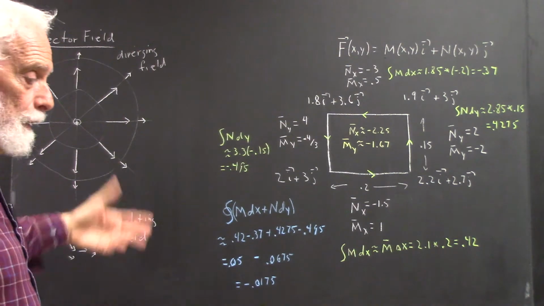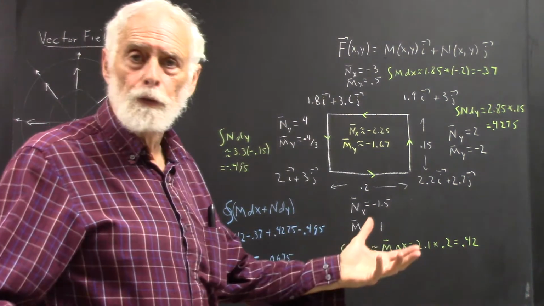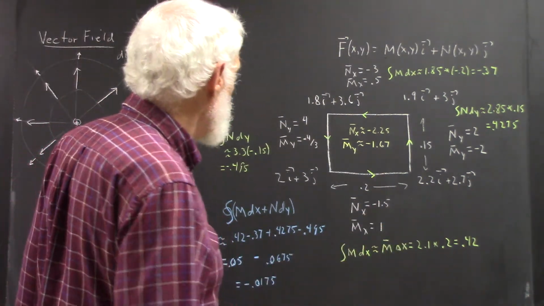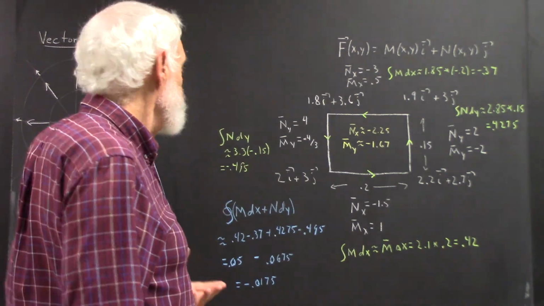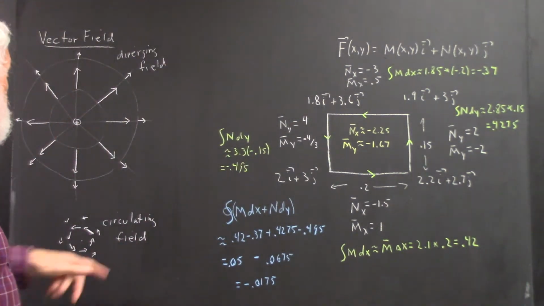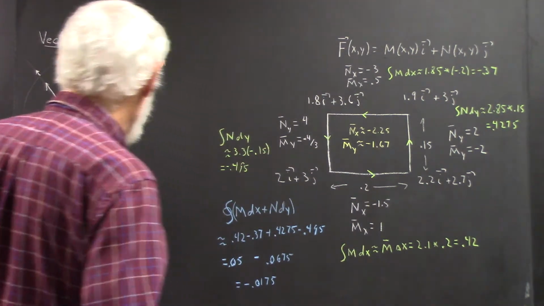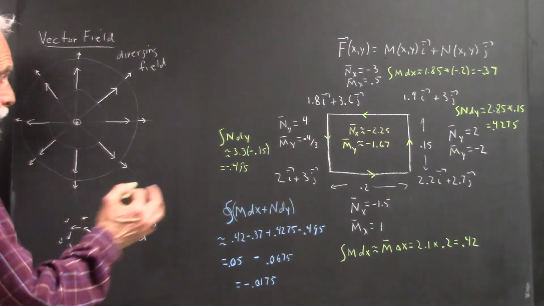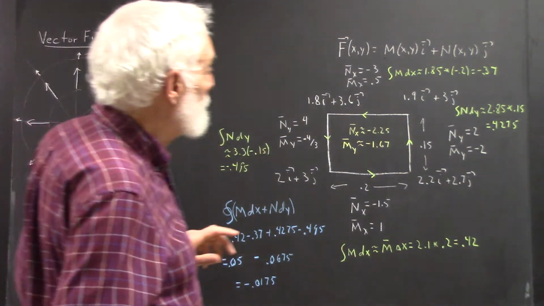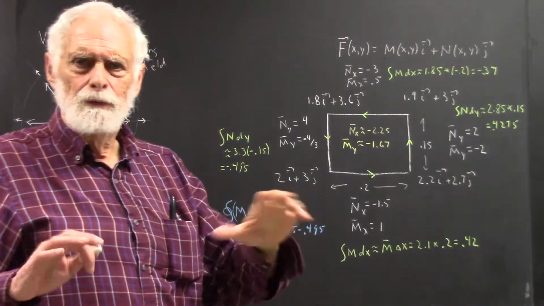You just use a del operator, just the same operator used for gradient. And you dot it with this field, you cross it with this field, you get the divergence and the curl, and it gives you the degree of divergence or the degree of circulation. Okay? That's just a foreshadowing.